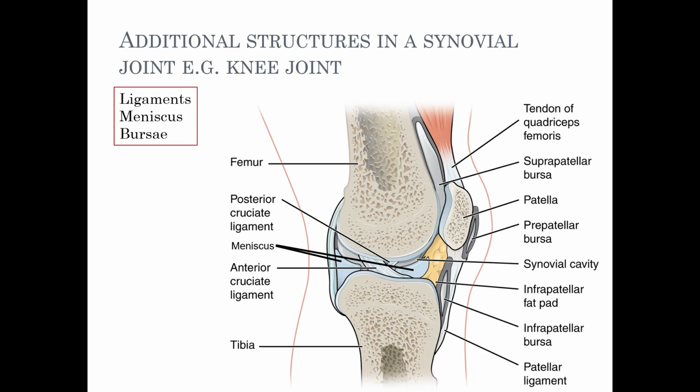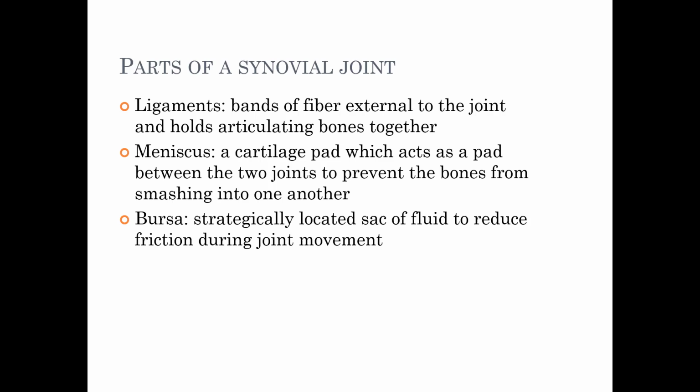And you can see, of course, because of the presence of the patella, there's a little bit more of a complex joint here. So ligaments are bands of fiber that hold the articulating bones together. Meniscus is a cartilage pad which stops the bones from producing friction on one another. And again, the bursa is a sac of fluid that is strategically located to reduce friction during the joint movement.